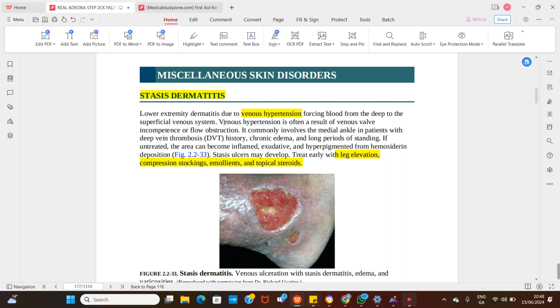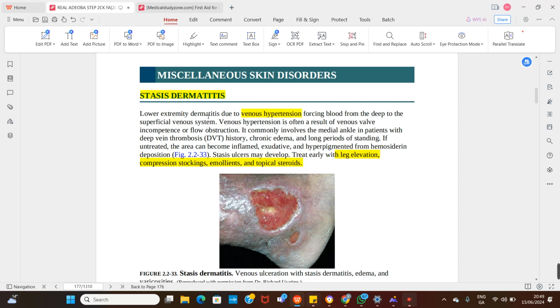The starting problem is anything causing venous hypertension. And I think I have a list of them. Anything that causes venous hypertension is going to lead to stasis dermatitis. And what are these risk factors? Older people, pregnant people, obese people, people with recurrent DVTs. All these things can, for example, DVT can cause occlusion of venous drainage.